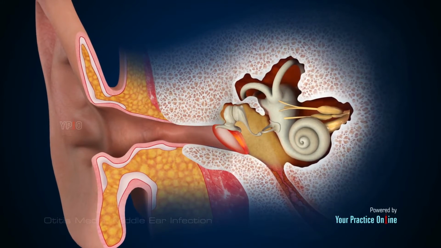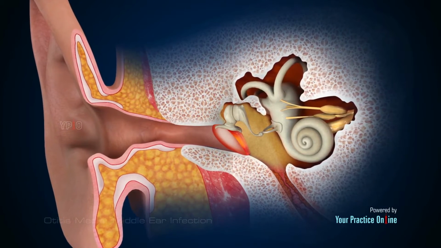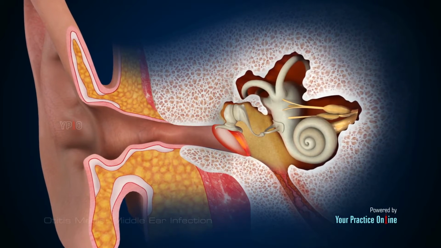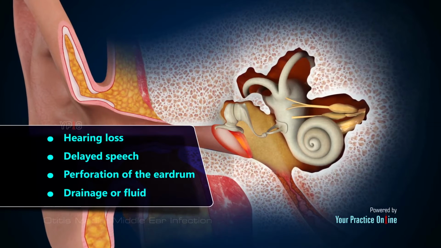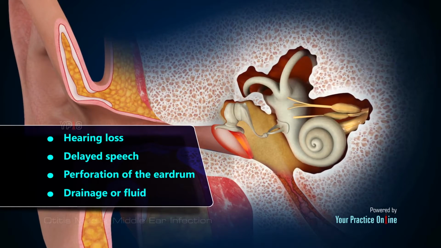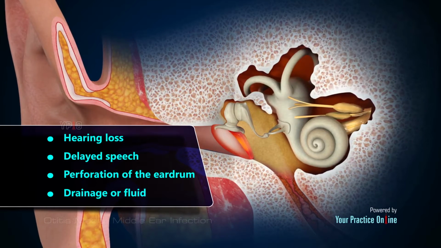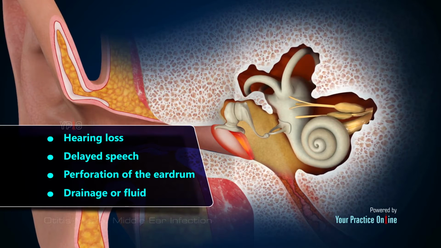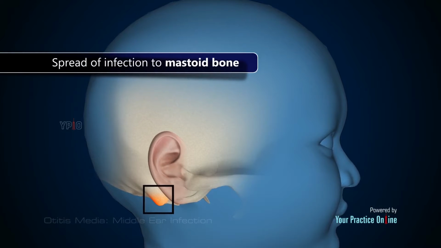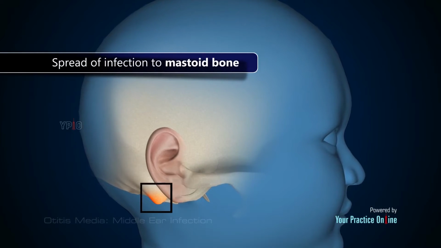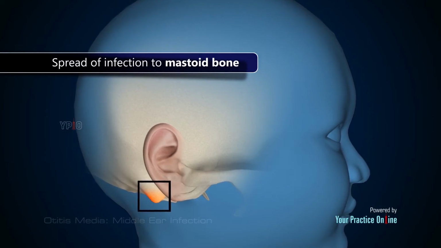Most ear infections with fluid buildup will resolve on their own. If they are persistent or frequent, complications such as hearing loss, delayed speech, perforation of the eardrum, drainage of fluid such as blood or pus from the ear, and spread of infection to the surrounding tissues such as the mastoid bone behind the ear can occur.